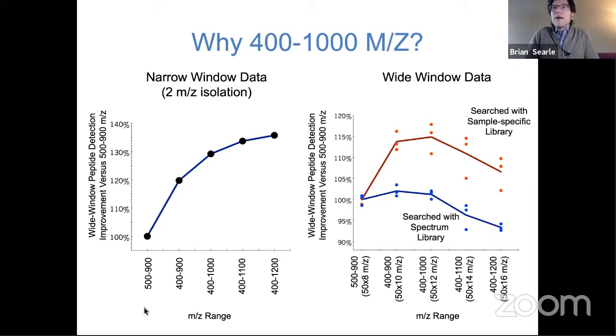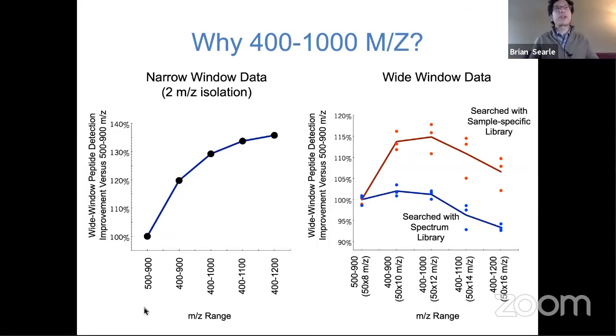However, if we compare this to wide window data, that's where we are actually limited, where we have a single injection per sample. In these cases, we need to widen the precursor isolation window range. If we keep the number of scans constant, we start to see diminishing returns, and not just diminishing returns at higher m/z, but we actually start to see a drop off as the precursor isolation range widens larger and larger. And so typically we see 400 to 1,000 as a nice sweet spot in terms of our detection rate in wide window DIA data. That's typically why I would recommend this for most experiments.